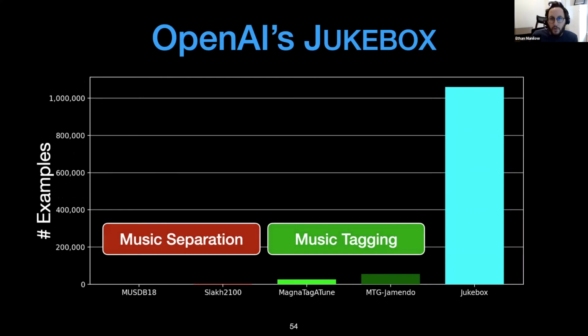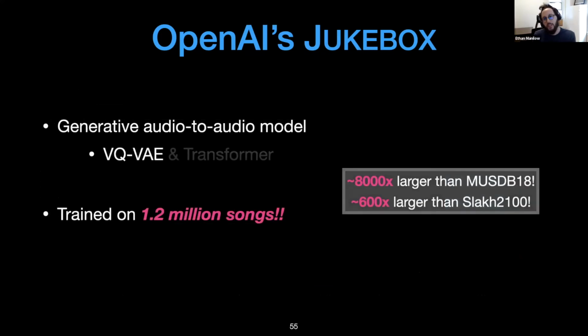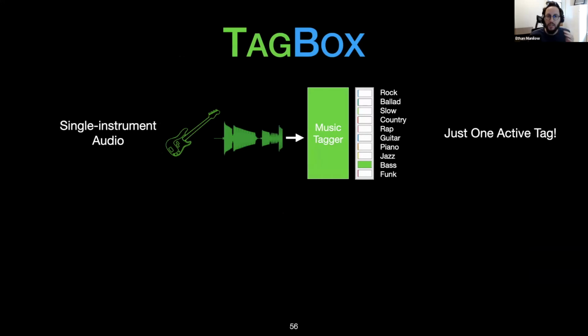And then I'm just going to throw JUKEBOX's data to the right of it. And it just leaves these other data sets in the dust. Okay, so JUKEBOX has seen a whole lot of data, orders of magnitude more data than any other separation model has. So let's see how TagBox brings these two pieces together.